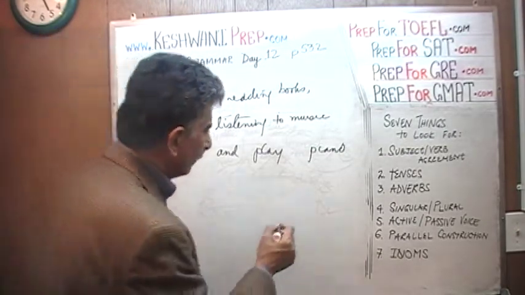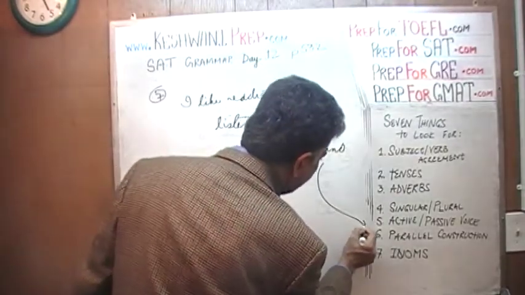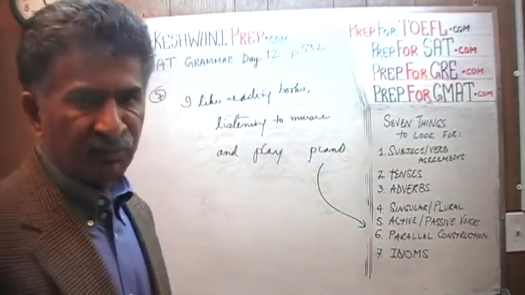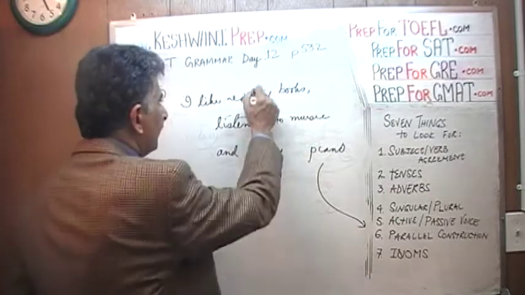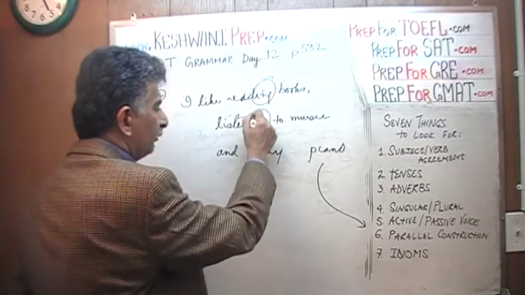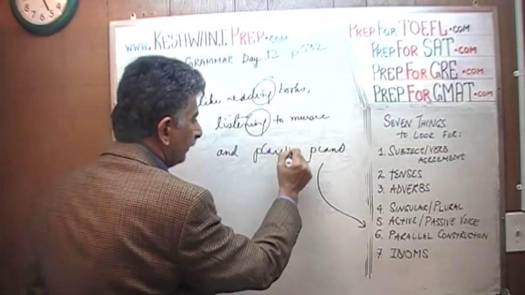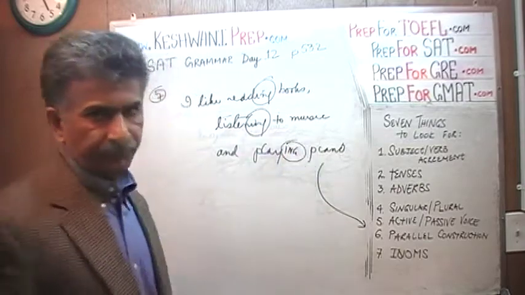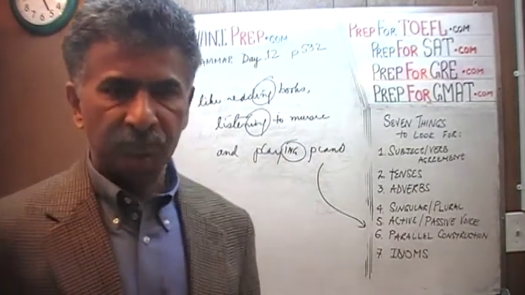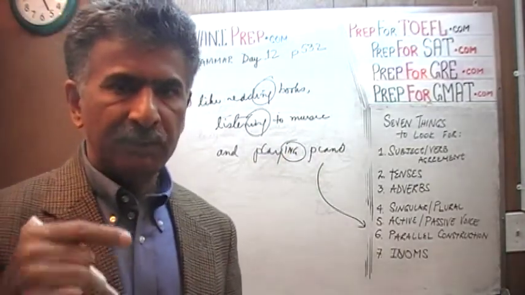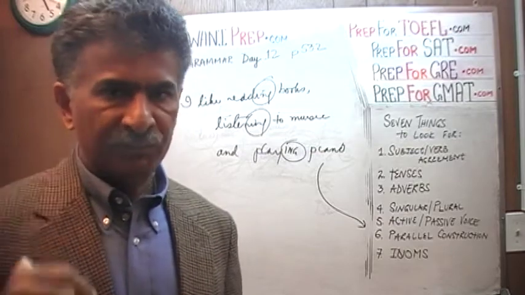This has to do with what is known as parallel structure. It has to be consistent. Reading books, listening to music, it should say playing. It should say playing piano. They have to be consistent because these are all activities: reading, playing, listening. It has to be consistent.